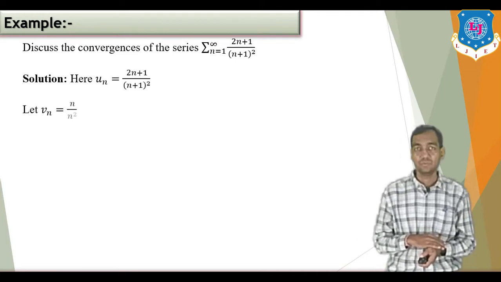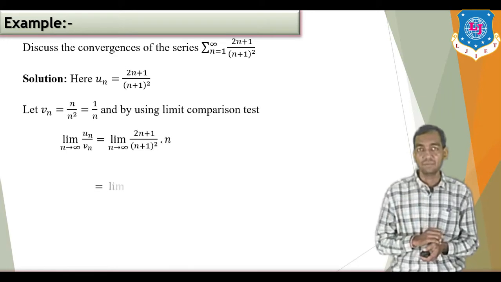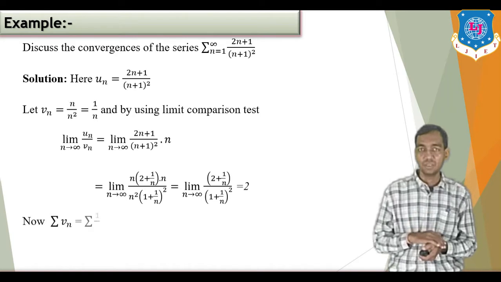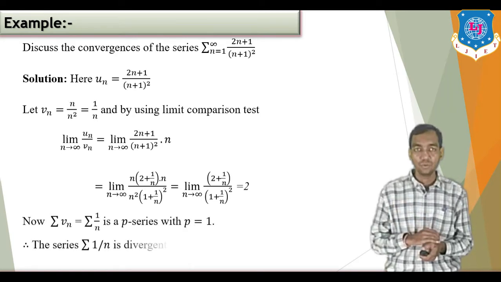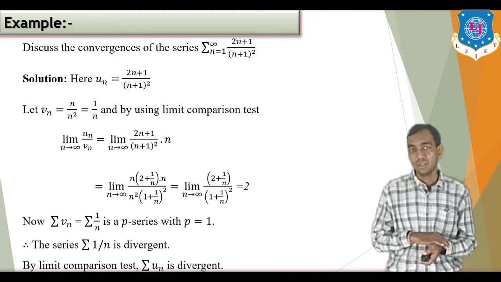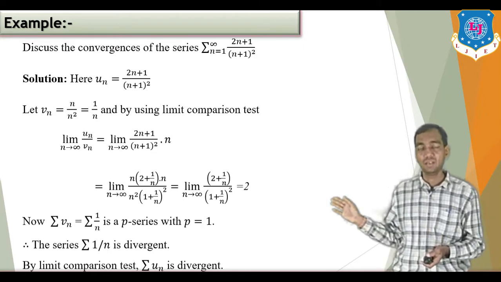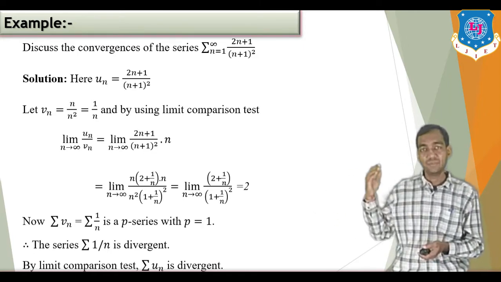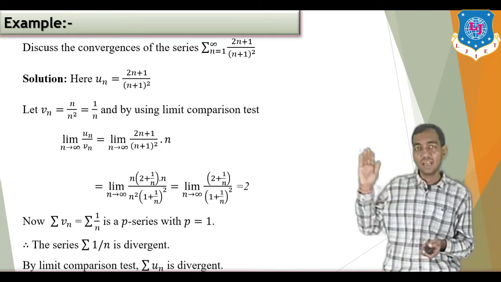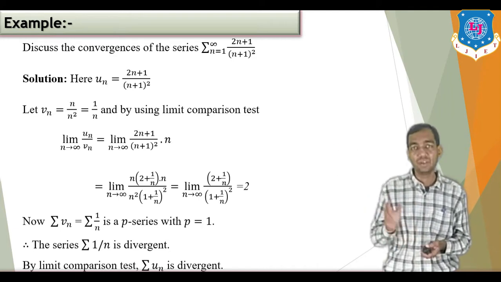Discuss the convergence of the series sigma (2n+1) upon (n+1) the whole square. Now see, here Un is equal to (2n+1) upon (n+1) the whole square. What we are going to do is start with the dominant term of the numerator and the dominant term of the denominator. The dominant term of the numerator is 2n and of the denominator is n square. But we are going to ignore the constant, so I am not taking 2. So we have written Vn is equal to n upon n square, so Vn will be simply 1 upon n.